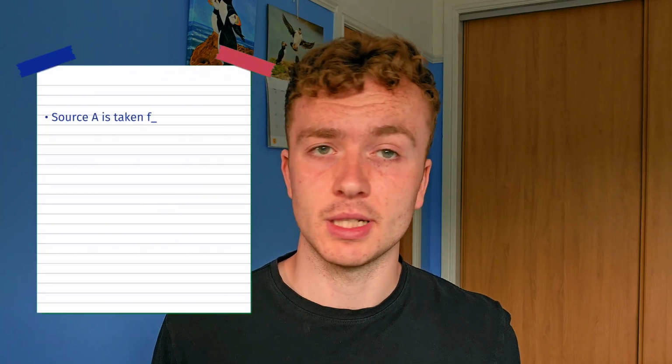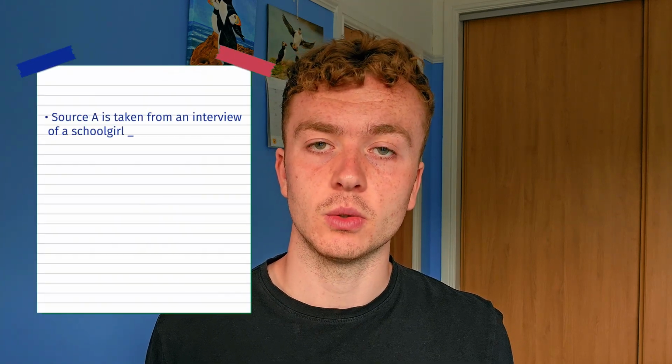Now, for your reference, source A is taken from an interview of a schoolgirl named Grace, who spoke to an interviewer about the progress girls and women have made in education. Source B, on the other hand, is a memoir from a schoolgirl writing in the 1920s. She's describing her experience of being the only girl in her science class.